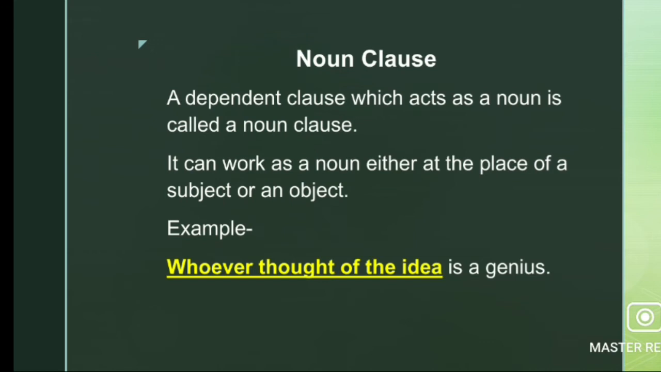Or a dependent clause which acts as a noun is called a noun clause. Simply you may say a dependent clause which acts as a noun is called a noun clause. It can work as a noun either at the place of a subject or an object. For example, whoever thought of this idea is a genius. "Whoever thought of this idea" is a noun clause because it's working as a subject.